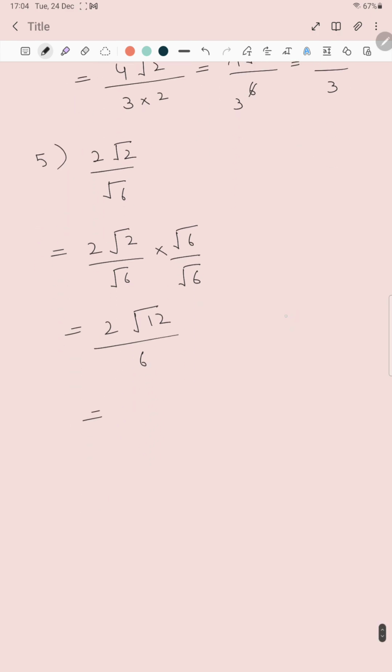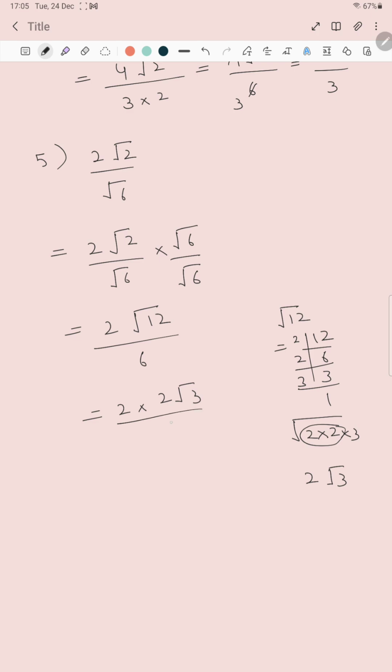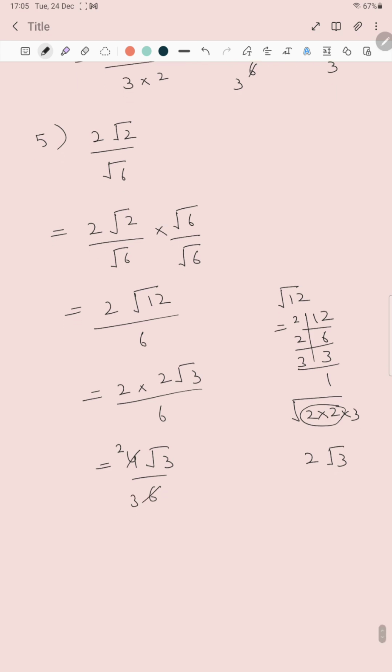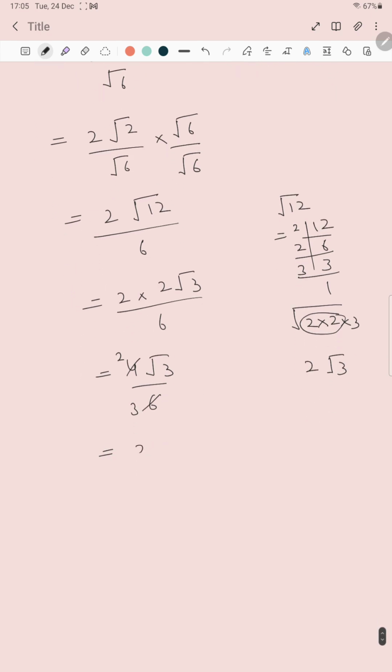Now square root 12 can be written as, if you do the prime factorization of this, 2 sixes are 12, 2 threes are 6 and 3 ones are 3. So it will be 2 into 2 into 3. It's a pair, it will go out. So 2 square root 3. It means we can write square root 12 as 2 square root 3 divided by 6. 2 twos are 4, square root 3 divided by 6. Now 2 twos are 4 and 2 threes are 6. So the final answer will be 2 square root 3 over 3.